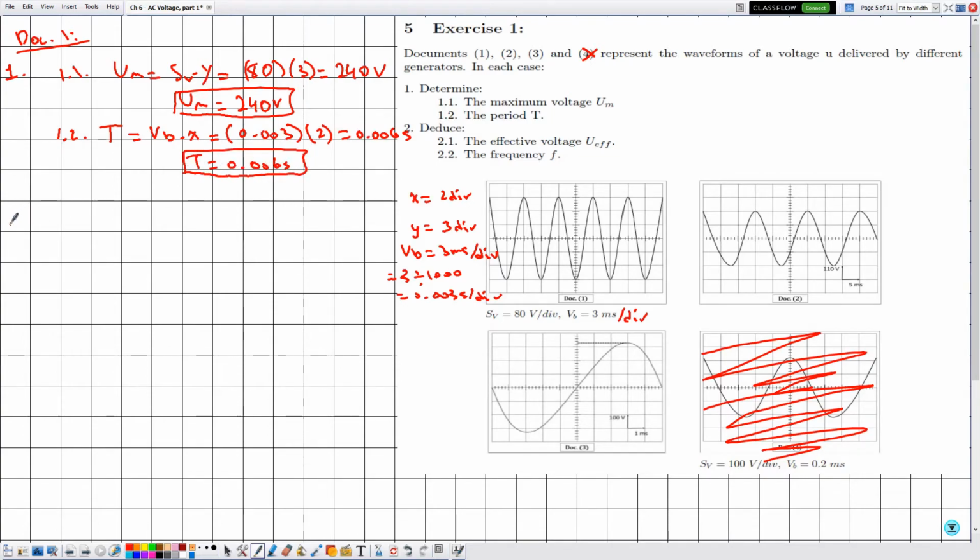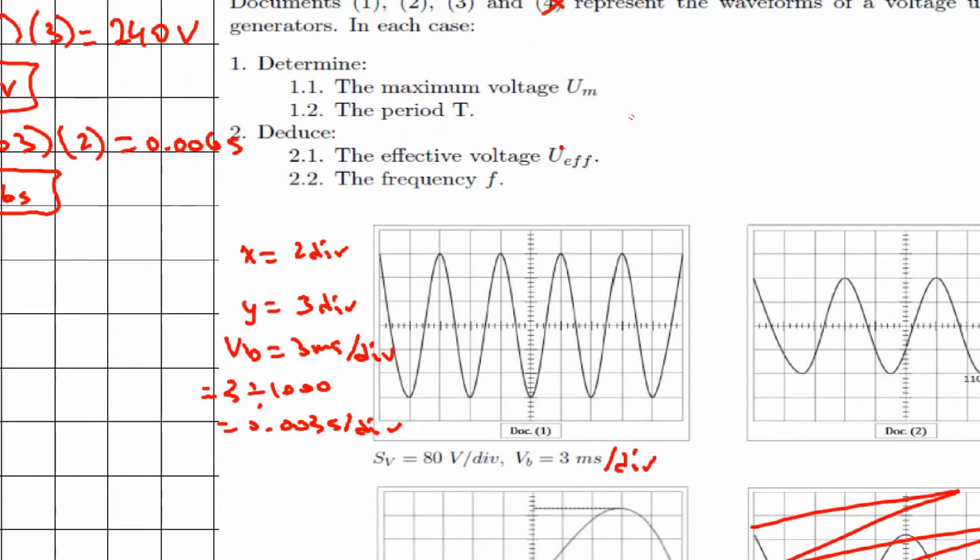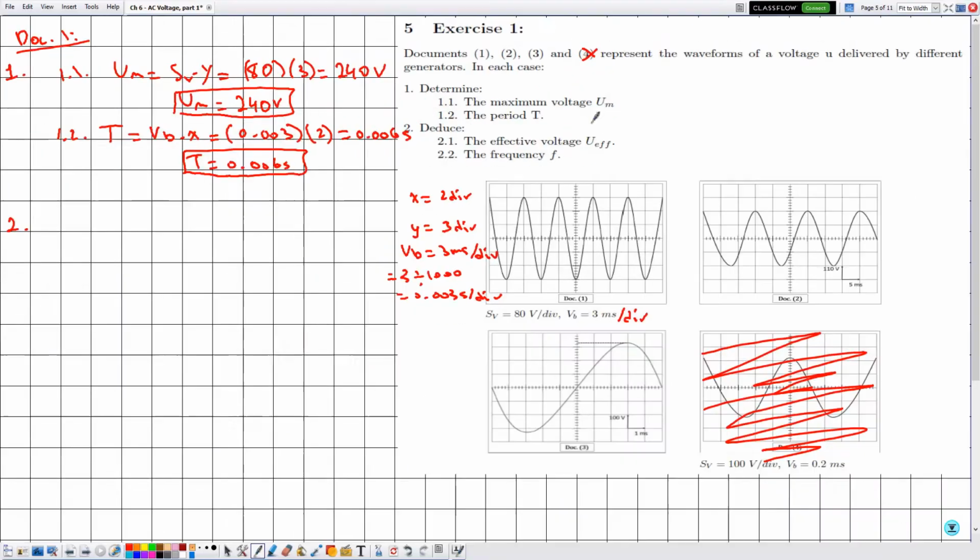Now after that, in number 2, for the same document 1, we need to deduce the effective voltage, and by deduce it means that we need to use the previous parts. In the previous parts we have determined UM. We know that U effective and UM are related via the following formula. U effective is equal to UM divided by square root of 2.